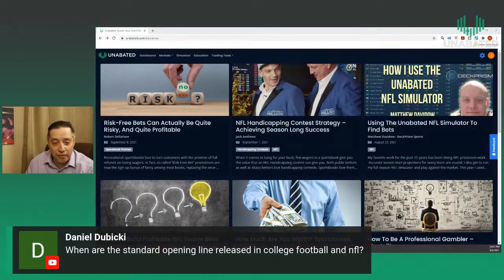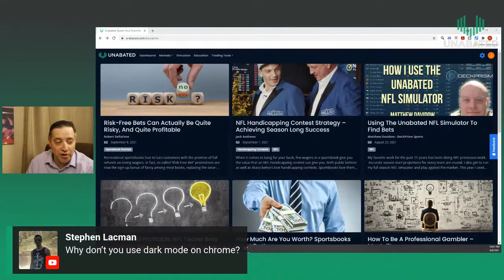Okay, keep on plowing through here as we finish up our hour. Why don't you use dark mode on Chrome? I don't know. It's just the way I am. Don't shame me for my screen.